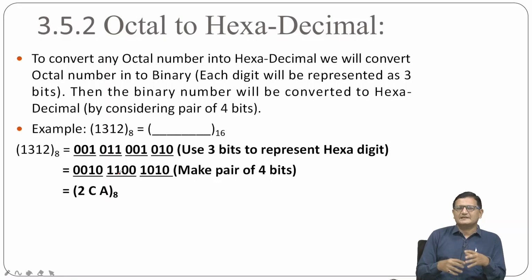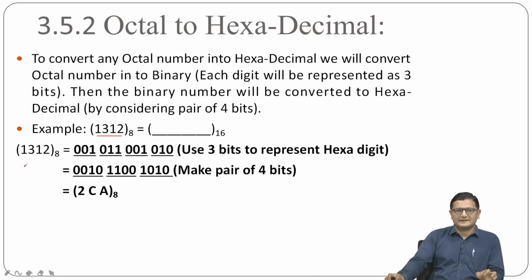Now, how can we convert any octal number which is given to you into hexadecimal? We just have to repeat the same process. Let us suppose this octal number 1312 is given. To represent any octal digit, we need 3 bits. So, I will write the binary of this 1 in a 3 bit pair, the binary of this 3 in a 3 bit pair, the binary of this 1 again in a 3 bit pair, and again this 2, which is 010, right.